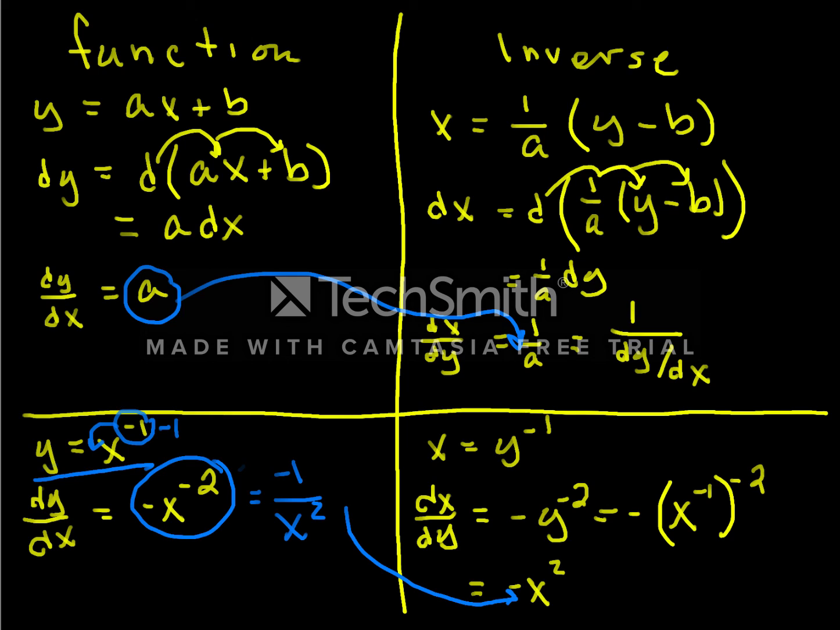So I note that dx/dy is the same as 1 over dy/dx. It took a little bit more work to see that, but in both cases, dx/dy is the same as 1 over dy/dx.